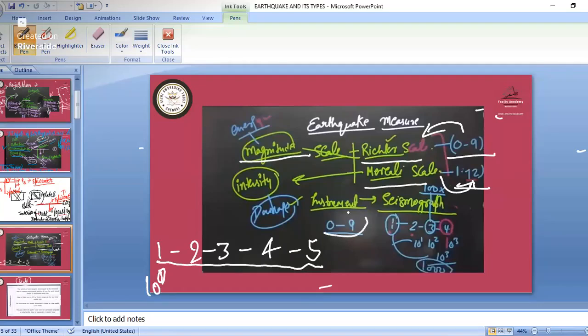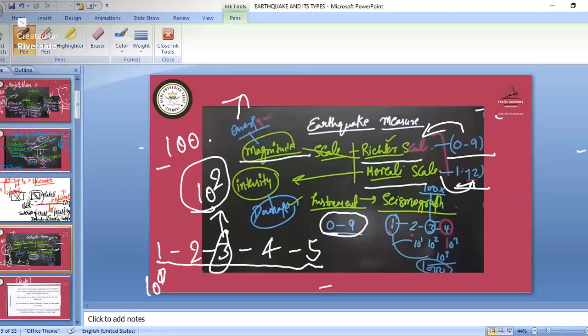Now 0 to 9 is on the Richter scale, which measures how much energy is released. Suppose on the Mercalli scale we have 1, 2, 3, 4, 5. In that case, they might ask how much energy is released. So remember that on the Mercalli scale, if it is showing 3, we'll write the energy as 10 square. That means 100 energy will be released.